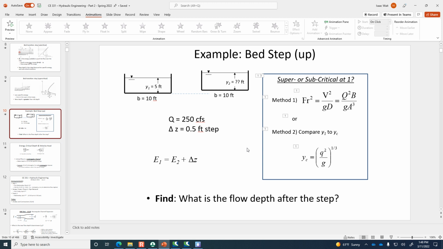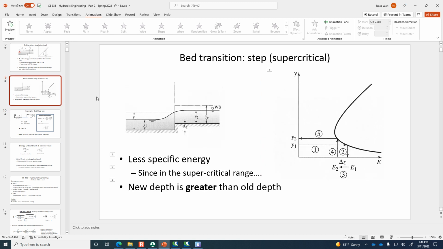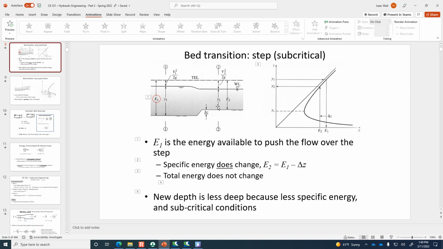Yeah? Would there be a step that could change the characteristic from subcritical to supercritical? Good question. Yeah. There's a maximum step height that can be tolerated. And if the step height is too big, then it will cause pooling upstream. And so one of the things that we'll do after spring break is talk about what's the maximum delta Z that the water has enough energy to get over.